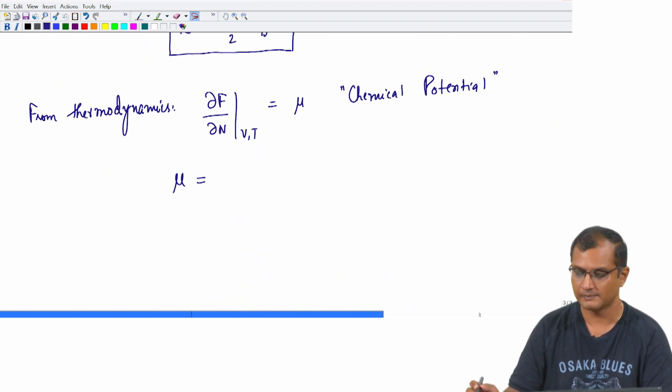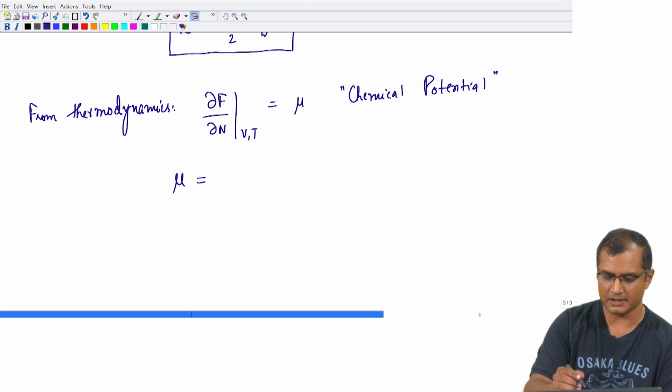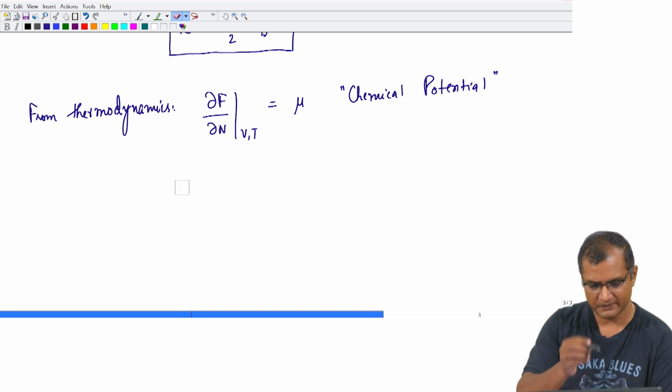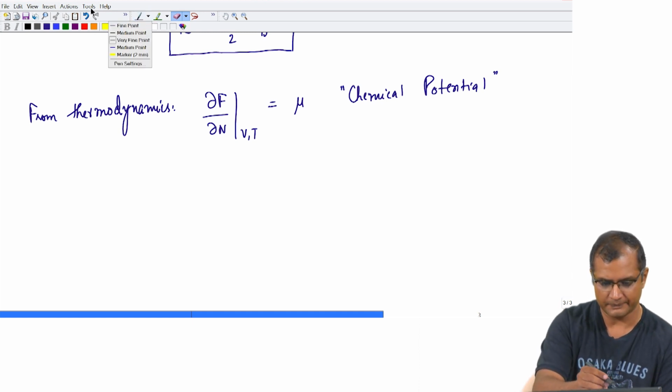How do we justify the variation of free energy with number of particles? Yeah, in fact, not just here, that is a good question. Let me just finish this computation. Hold on to your question for a second.